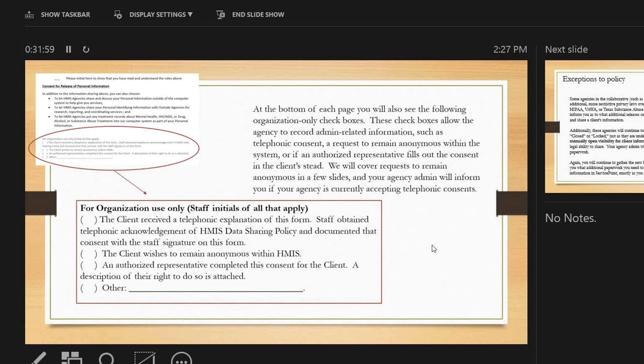Very importantly, not every agency is currently able to accept a telephonic consent or a verbal consent. Ask your agency admin if you are one of those agencies, and they'll tell you the extra steps we have to do to make sure that a telephonic consent is well documented and that the client gets the right and ability to actually fill out a physical paper form the first time they physically come in for services. In addition, just like with our current ROI, clients do still have the option and the right to remain anonymous within the system if they so choose, and we'll cover the steps and how to do that in a few slides from here.